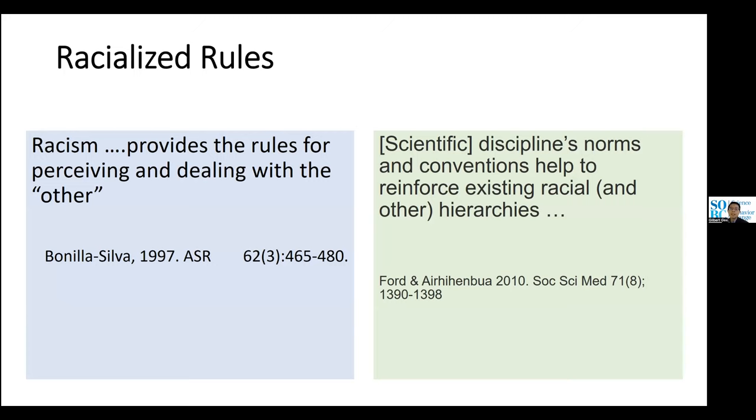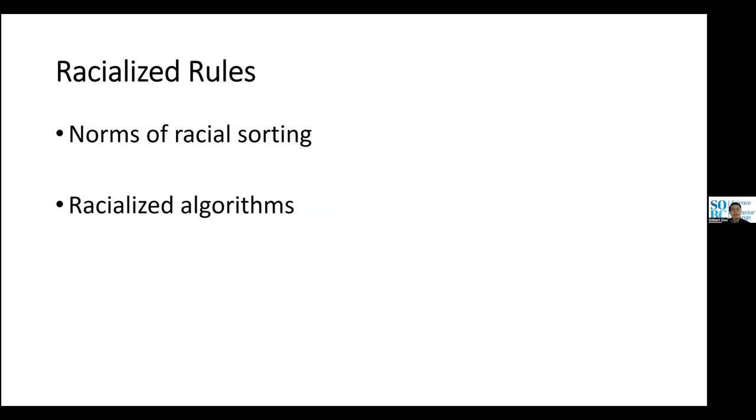Okay, this idea of rules is not necessarily a new one. It's been out in the literature, but I don't think we've really thought too hard about what that really means. Eduardo Bonilla-Silva, for example, says racism provides the rules for perceiving and dealing with other people. Chandra Ford and her colleagues have argued that our disciplinary norms and conventions help to reinforce these existing racial and other hierarchies. And so we can talk about this in terms of norms of racial sorting.